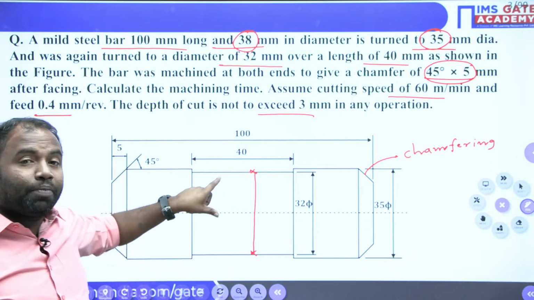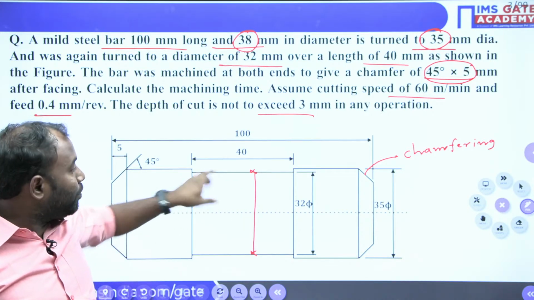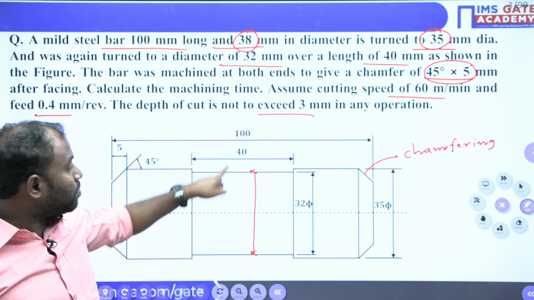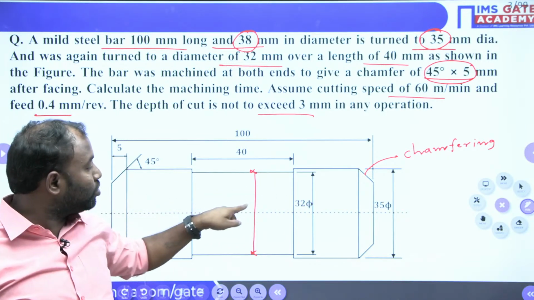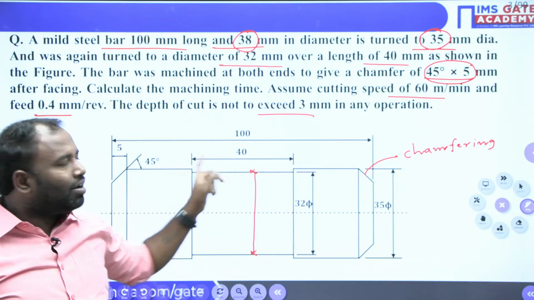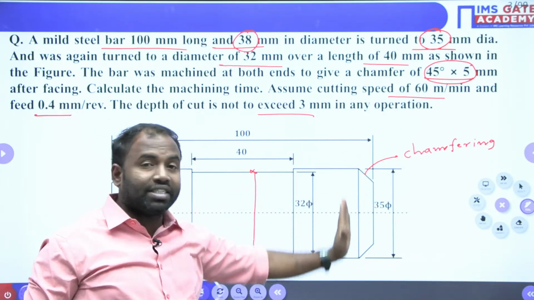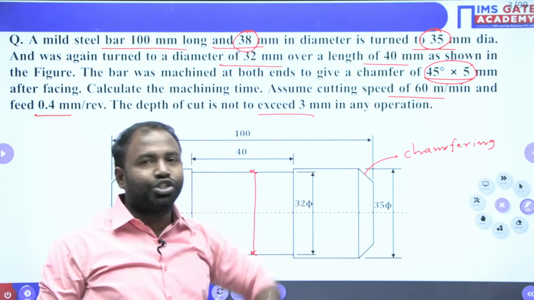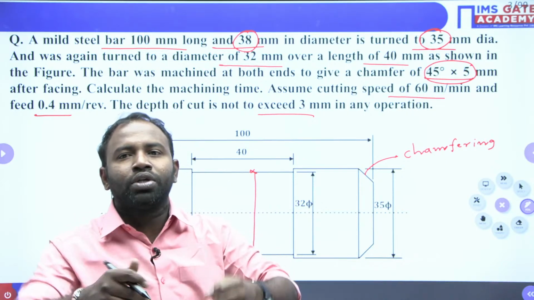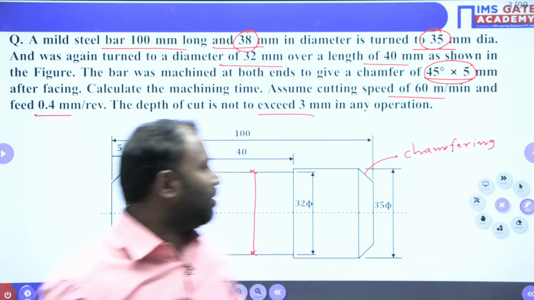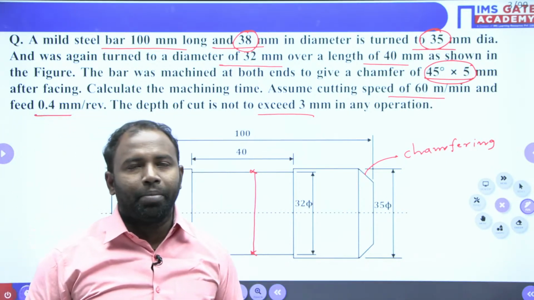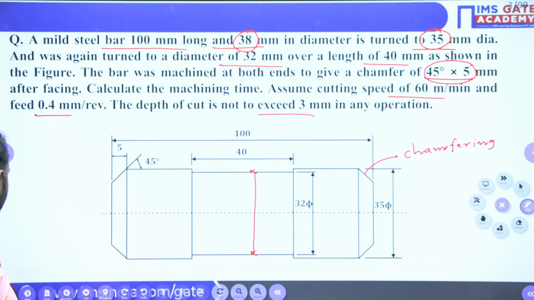In the second step, what happens? I'm going to calculate the machining time of this block, that means reducing 35 mm to 32 mm in a 40 mm length. After that, I calculate the chamfering time. After that, facing I'll calculate. After that, I'll calculate chamfering time. If I add all those, I'll get the total machining time for this particular job. Clear, everybody? Right?